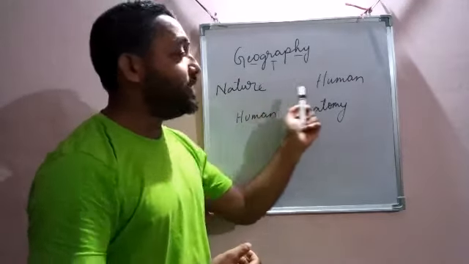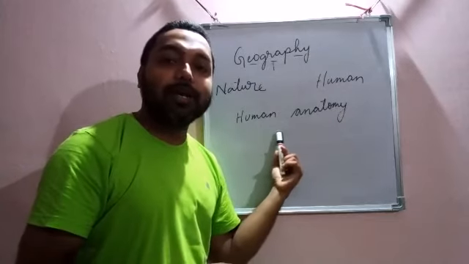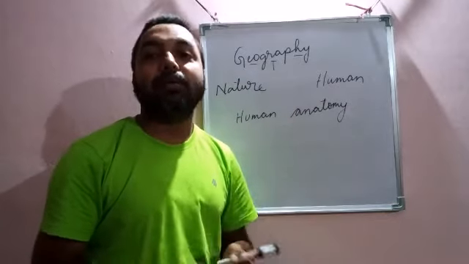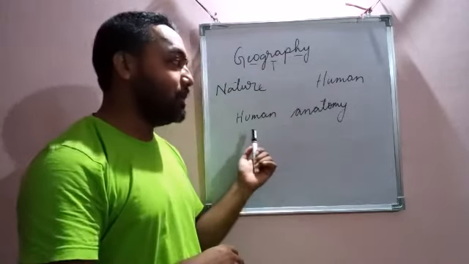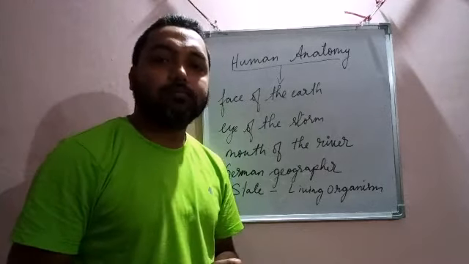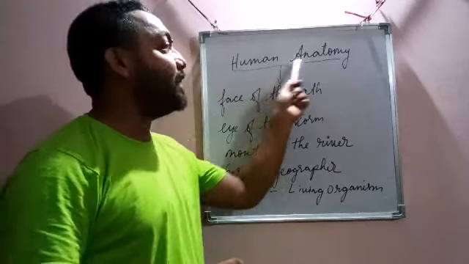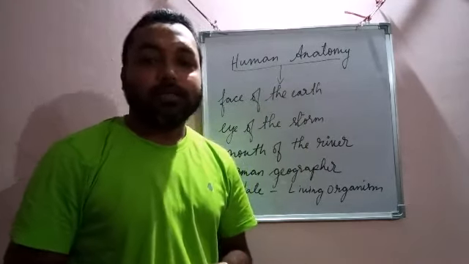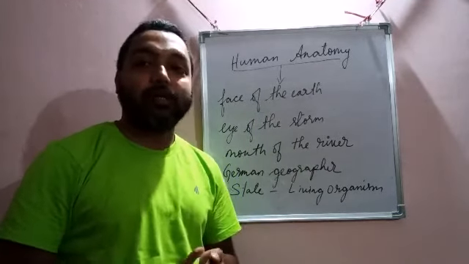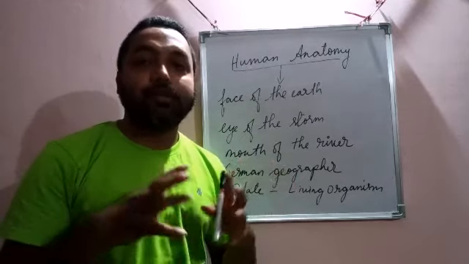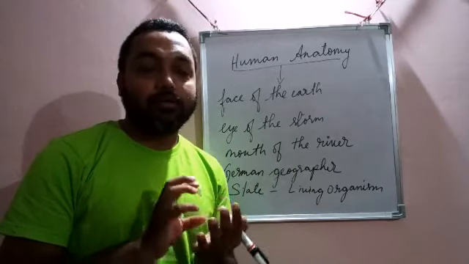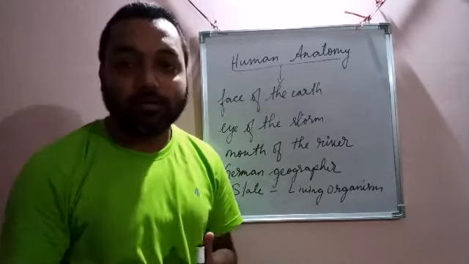So together, nature and human beings have come up with a new concept that is called human anatomy, when human being relates with nature. Now let us study a little bit about what human anatomy is. So the study of geography or the man-human relationship is also described as human anatomy. Human anatomy is the total relationship between man and environment, or the environmental phenomena that are expressed according to the human being.